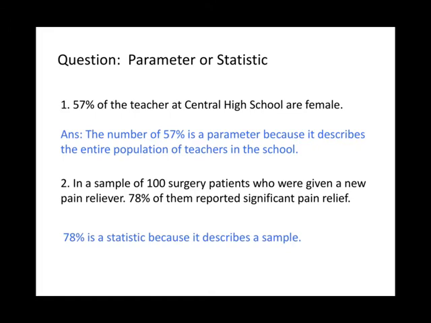So on the exam, if I ask you this kind of question, you don't have to explain it this way. Just tell me parameter or statistic.